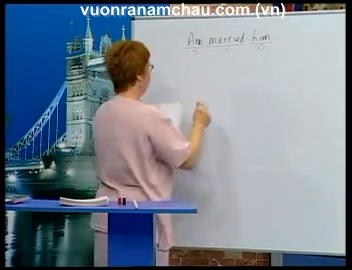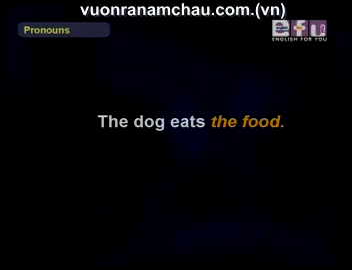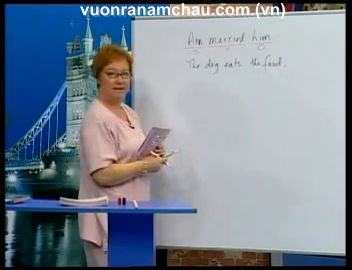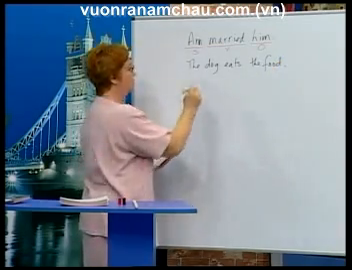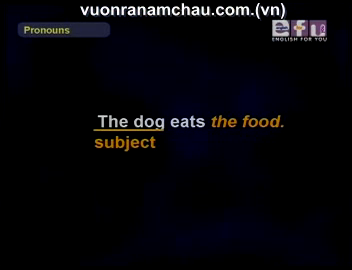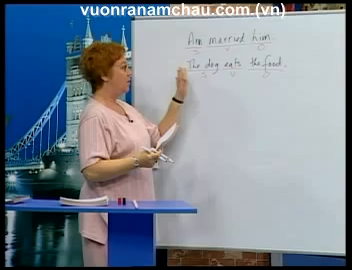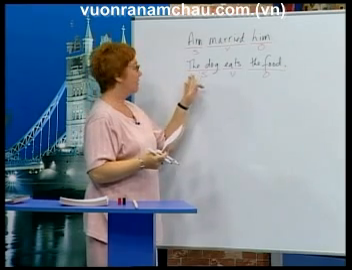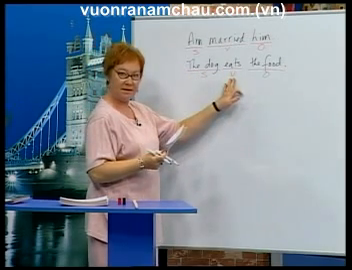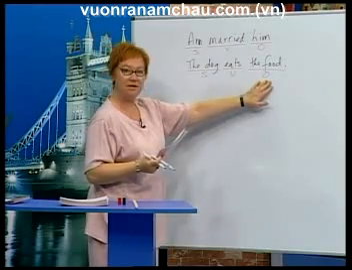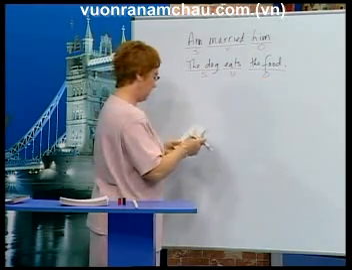Here's another example. The dog eats the food. Now, again, we have the subject, the dog. Eats is the verb. And the food is the object. The object is what does the dog eat? Okay, the food.